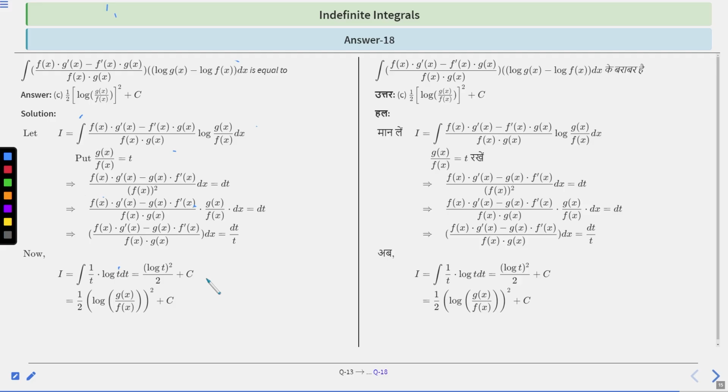So in this way, you can approach these types of questions. You can make some substitutions, or you can adjust the question so that it converts to integrable form, right? And in this way, you can easily find out the integration. Okay.